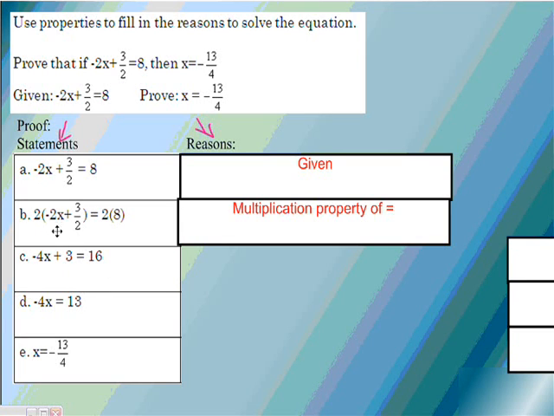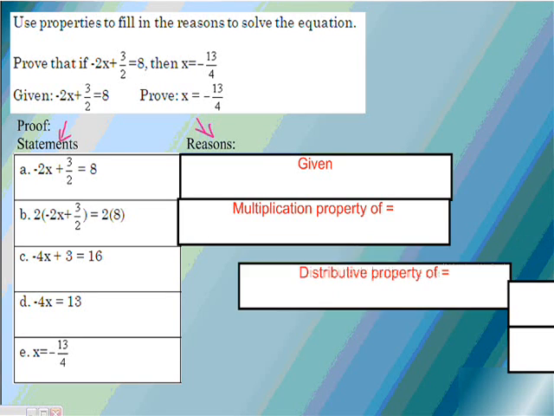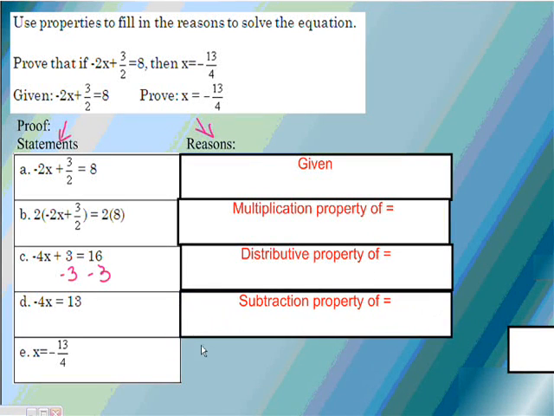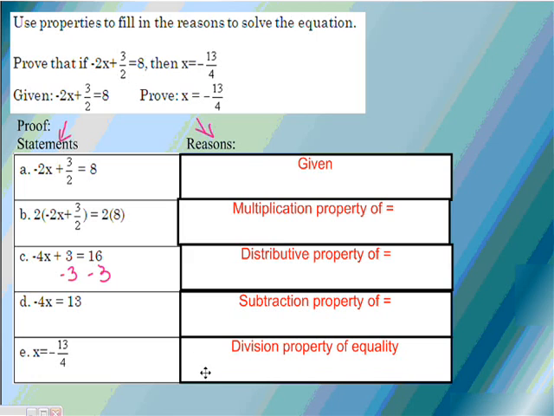Now, to get from this step to this step, I clearly distributed. I multiplied 2 times negative 2x, and I got negative 4x, and so on. So that would be my distributive property of equality. And then to go from this step to this step, it looks like I subtracted 3 from both sides. And whenever you subtract the same thing from both sides of an equation, that is your subtraction property of equality. And then, obviously, I divided both sides by negative 4, which means that my final step, the reason for it, was the division property of equality.